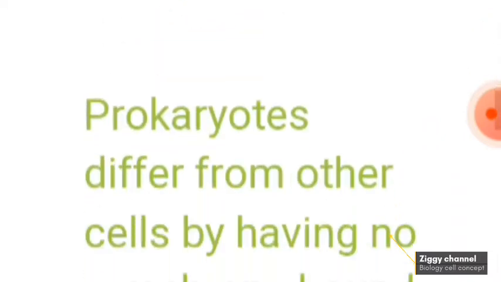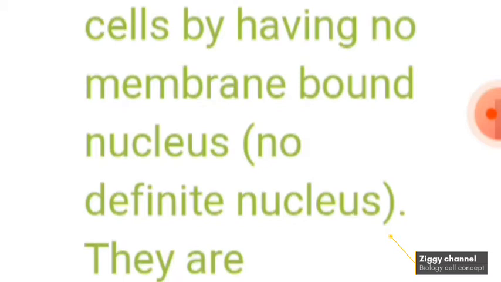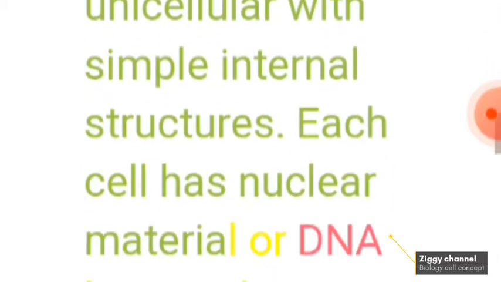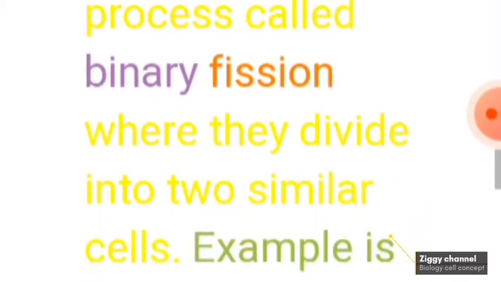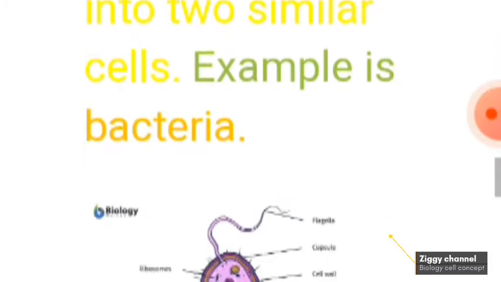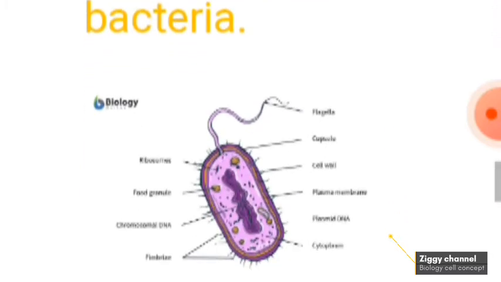Prokaryotes differ from other cells by having no membrane-bound nucleus, no definite nucleus. They are unicellular with simple internal structures. Each cell has nuclear material or DNA lying in the cytoplasm with no membrane around it. They lack membrane-bound organelles. They reproduce asexually by a process called binary fission, where they divide into two similar cells. An example is bacteria.